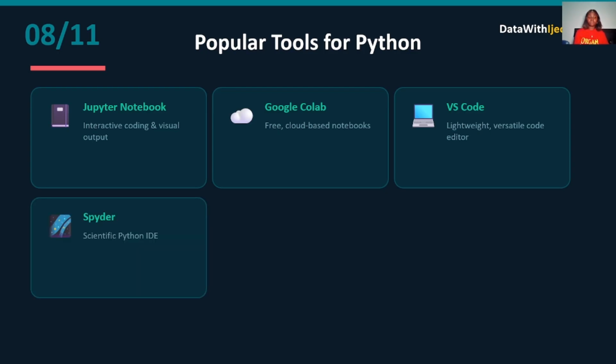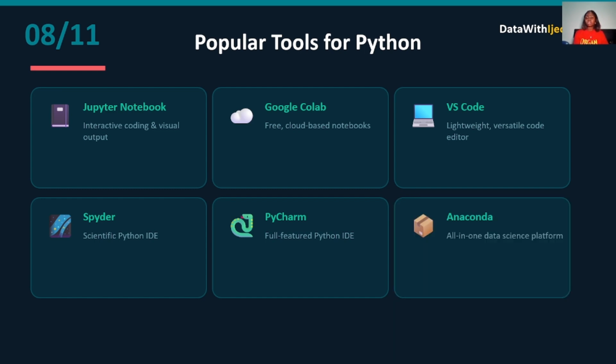The next one is what? Spyder. Then the next one is PyCharm. PyCharm allows a full featured Python environment. Then the last one is Anaconda. Anaconda is like an all-in-one data science platform. Inside Anaconda, you have so many data science and data analysis tools. So these are popular tools for Python.